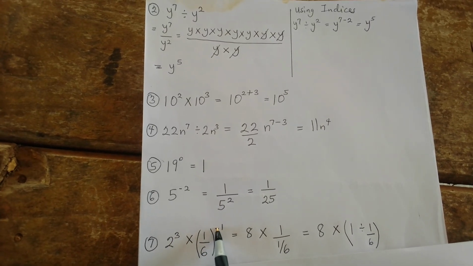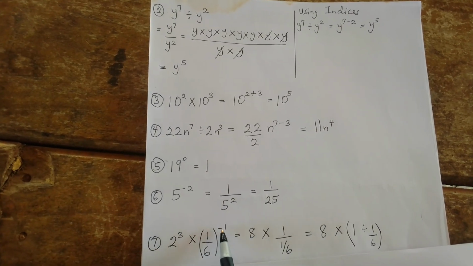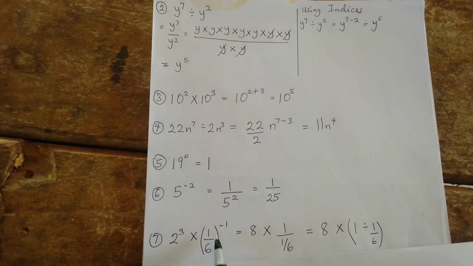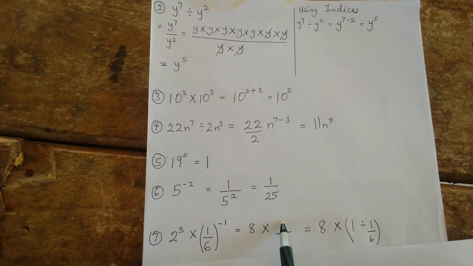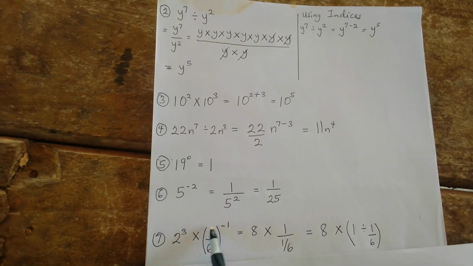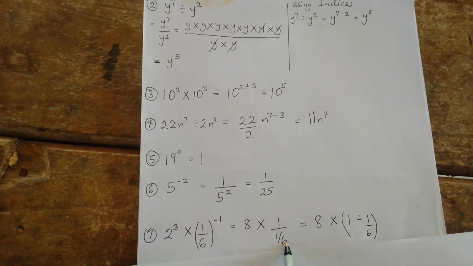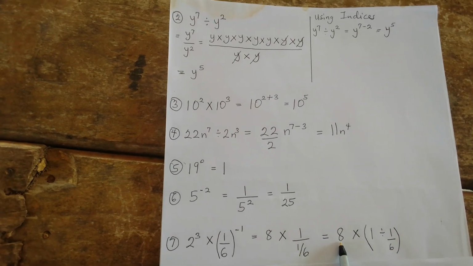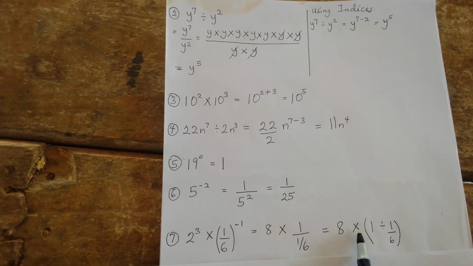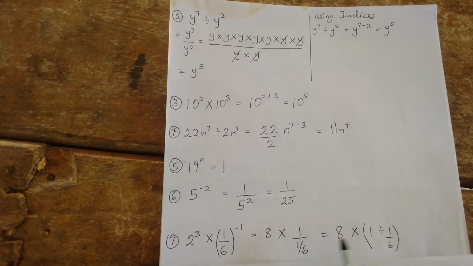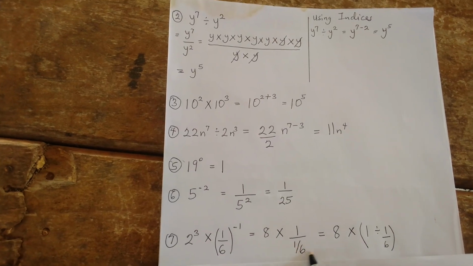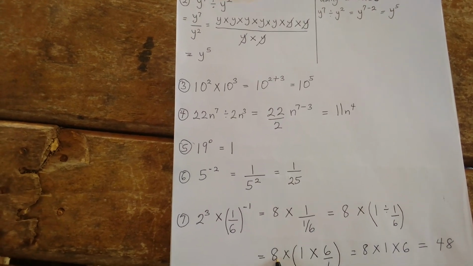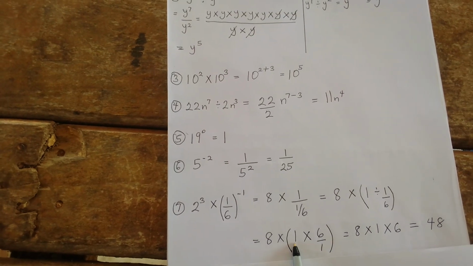Then times, now, according to the law, if you want to remove a negative power, that means we are going to look for the inverse of what you are having here. So the fraction will be 1 over 6. This is the same thing as saying 8 times 1 divided by this 1 over 6.